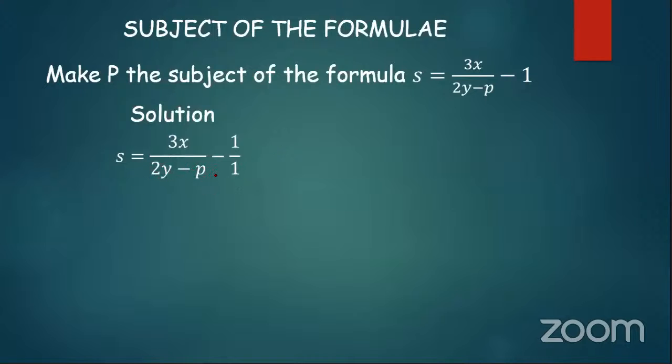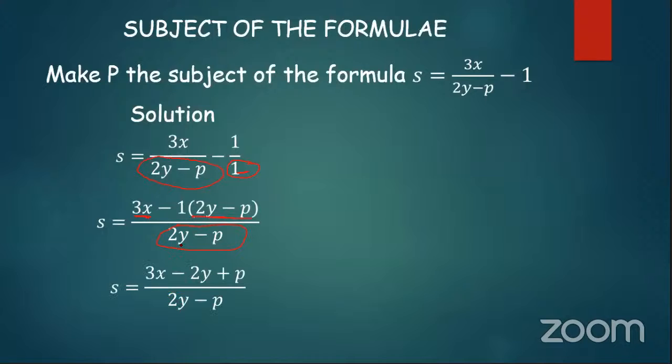Okay, after dividing by that, we shall get the LCM, lowest common multiple of 2y minus p and 1, and that would be 2y minus p. So we get 2y minus p divided by 2y minus p, which would give us 1, and we multiply by 3x. So that would leave us with only 3x. And then we minus 2y minus p divided by the 1, which gives us 2y minus p, and we multiply it by the 1, which gives us this here.